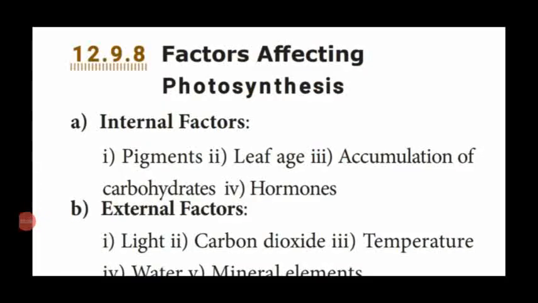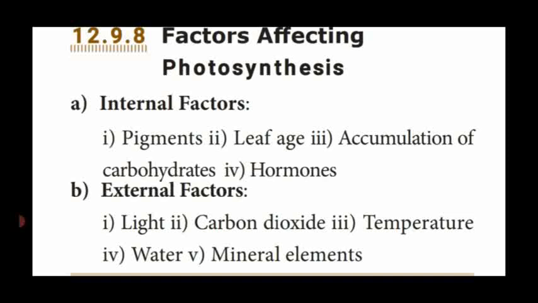Dear students, this is an important 4-mark question. What are the factors affecting the photosynthetic process? It is divided into two. One is the internal factors, that is, the factors inside the plant parts. Another is the external factors, which are present around the plant parts. Internal factors are such as the amount of chlorophyll pigments and the age of a leaf.